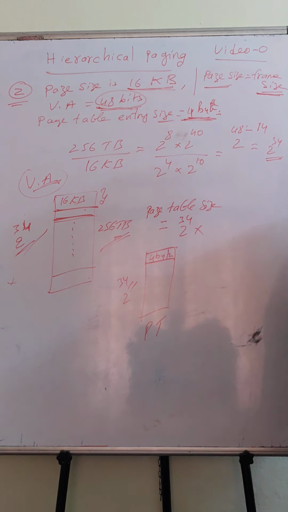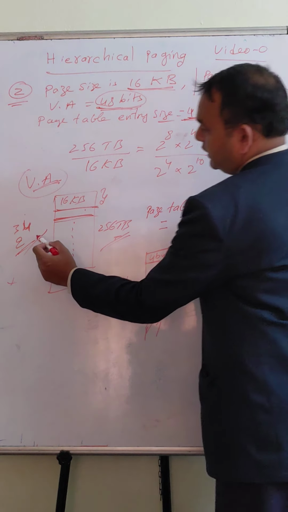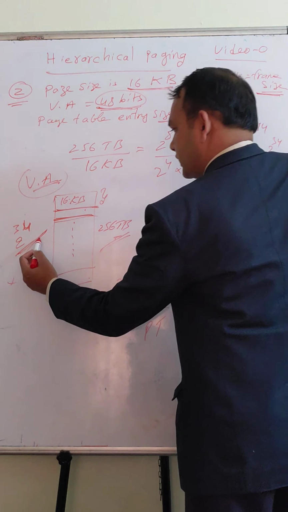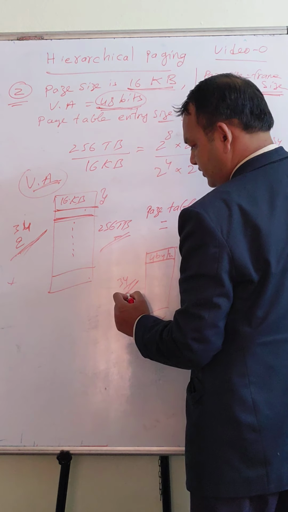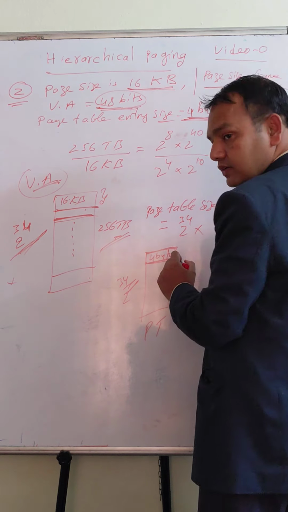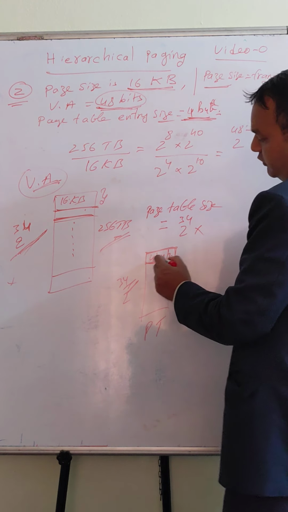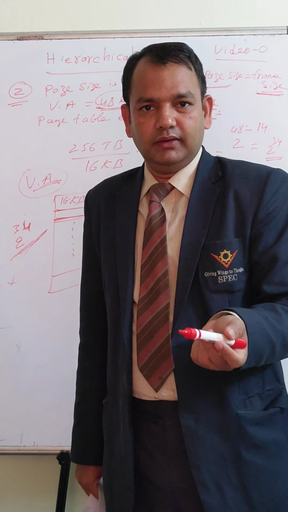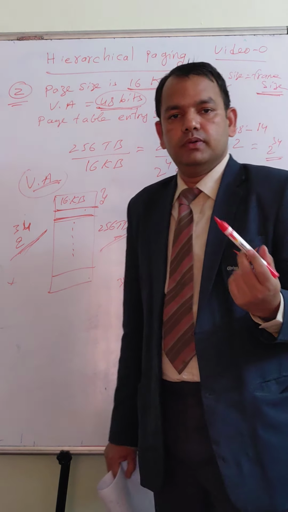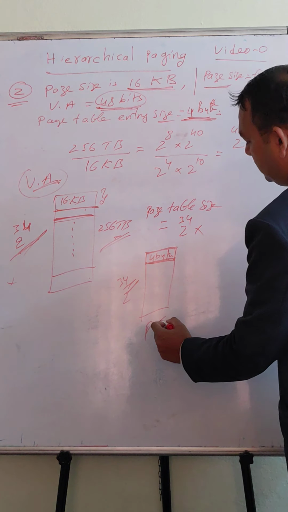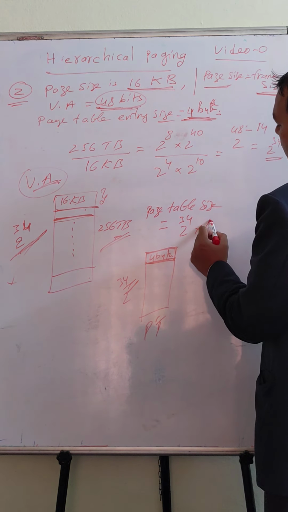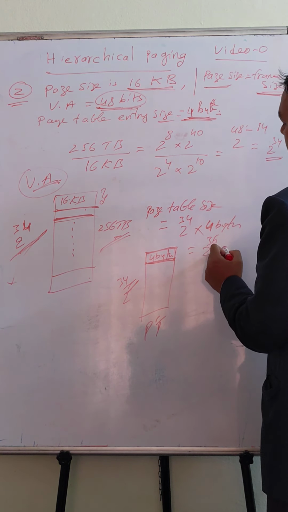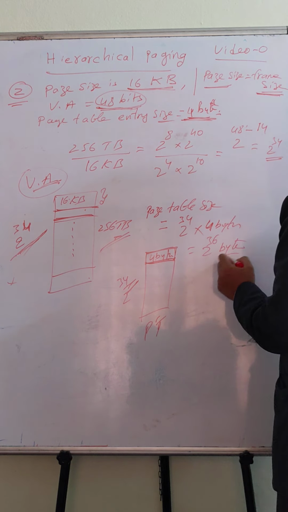This is the virtual address space. The 2 power 34 pages are now stored in this table, each one stored with 4 bytes. What is this 4 bytes? 4 bytes is to store the frame number. Please refer to the paging diagram. This is the page table, 2 power 34 into 4 bytes is equal to 2 power 36 bytes.